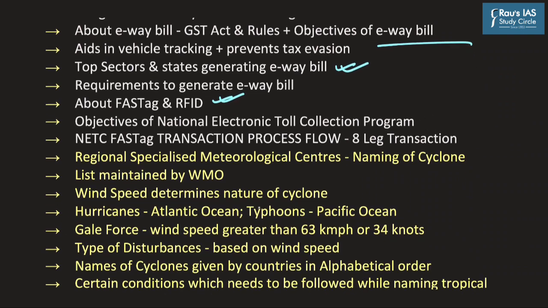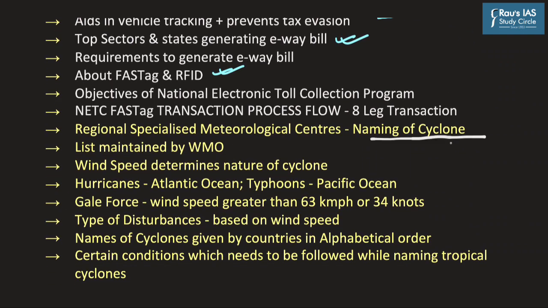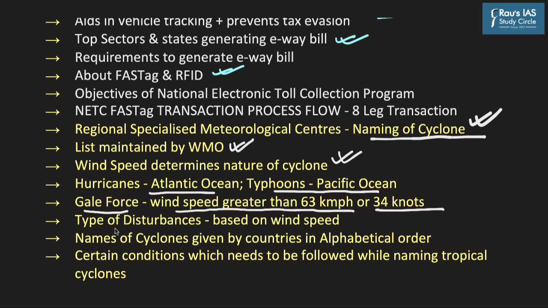So in this article, we discussed the regional specialized meteorological centers, as these centers are responsible for the naming of cyclones in the region, and the list is maintained by the World Meteorological Organization. Another important aspect is that wind speed determines the nature of a cyclone. Different cyclones are named in different manners over different regions. For example, hurricanes are named over the Atlantic Ocean and typhoons are named over the Pacific Ocean. Another important term we studied in this news is gale force, that is wind speed greater than 63 km per hour or 34 knots. Further, we also discussed types of disturbances based on wind speed, where we saw that increasing wind speeds converted a cyclone into a super cyclone. Further, we also studied that names of cyclones are given by countries in alphabetical order.